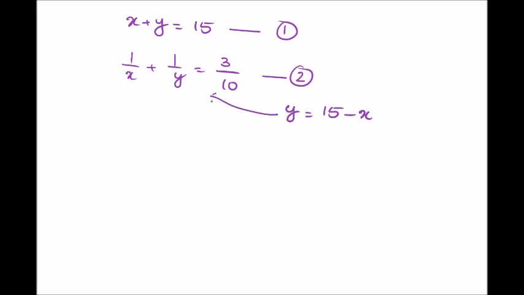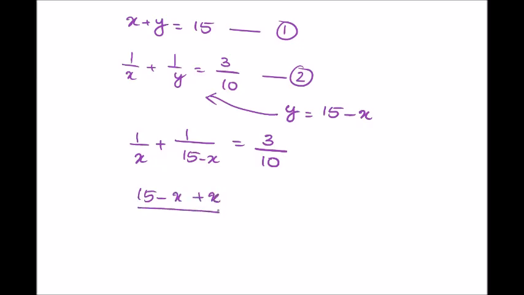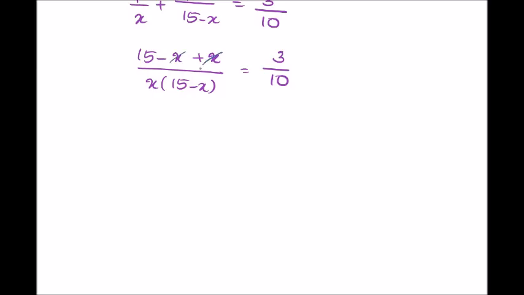From equation 1, we can write y is equal to 15 minus x. Substitute the value of y in the equation 2. We will get 1 by x plus 1 by 15 minus x is equal to 3 by 10. Now cross multiply. We will get 15 minus x plus x divided by x into 15 minus x is equal to 3 by 10. Here this x and x will cancel.